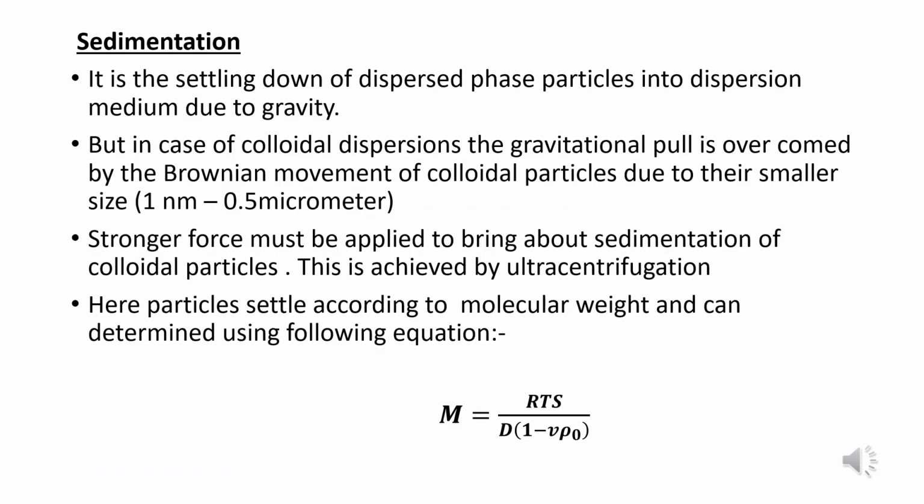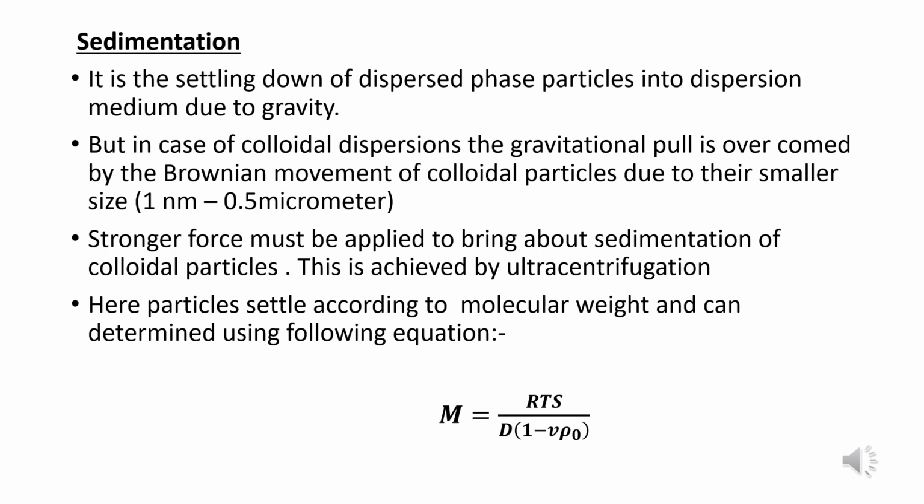Next kinetic property is sedimentation. Sedimentation is the process where the particles in a dispersion settle down under the influence of gravitational force. In the case of coarse suspensions like sand in water, the particles will settle easily because gravity dominates. But colloidal particles are extremely small, 1 nanometer to 0.5 micrometer. At this size, Brownian motion counteracts gravity. As a result, the colloidal particles do not settle under normal gravitational force.